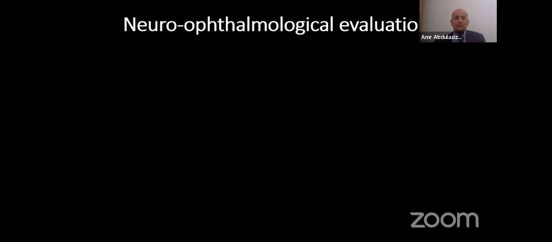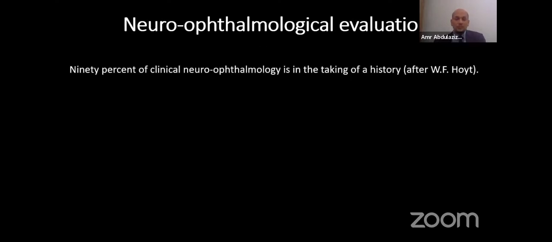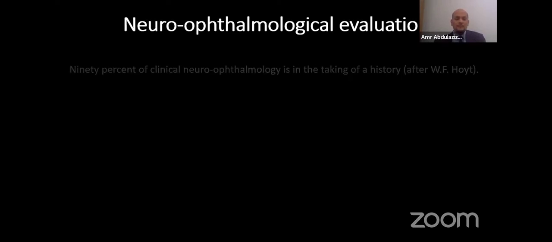Coming to the neuroophthalmological evaluation, so history taking is the most important tool, and one of the most eminent neuroophthalmologists, Dr. Walsh Hoyt, said that 90% of clinical neuroophthalmology is in the taking of the history. So only with taking proper history, you can have a very narrow differential diagnosis, and with examination and few ancillary tests, you can confirm this diagnosis.